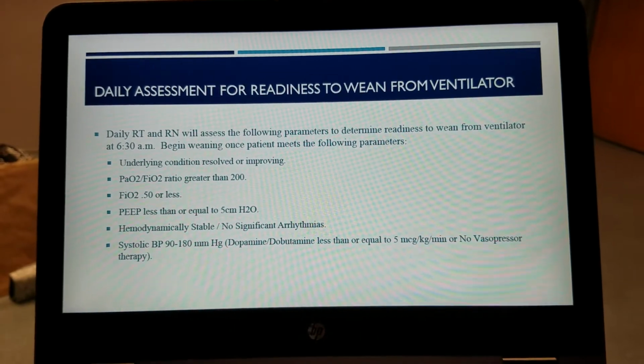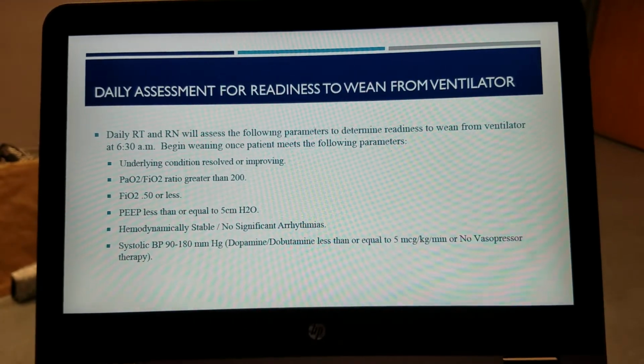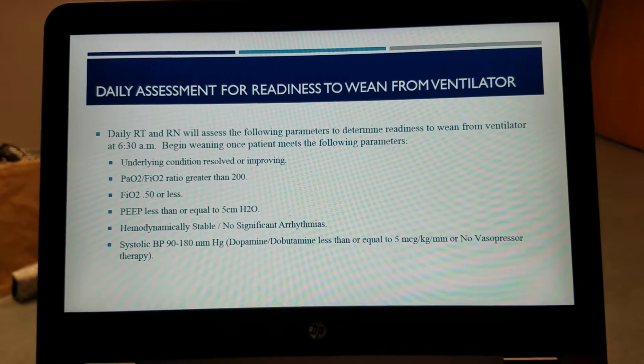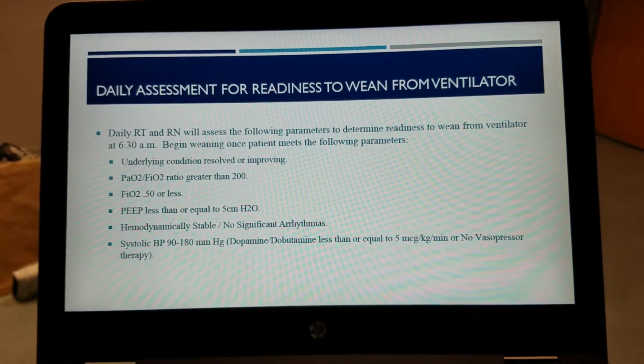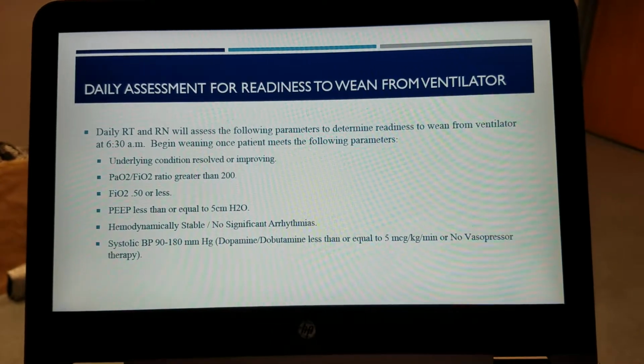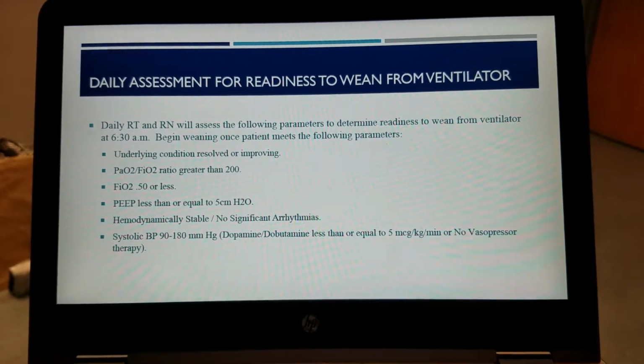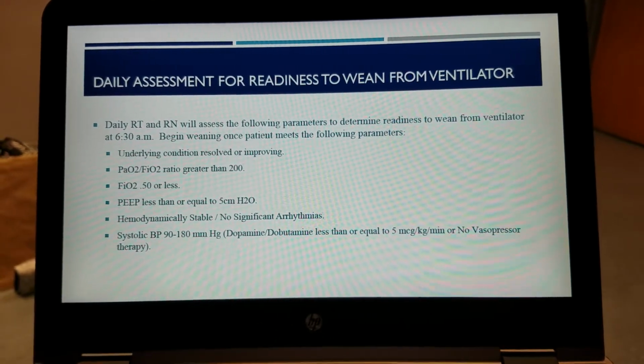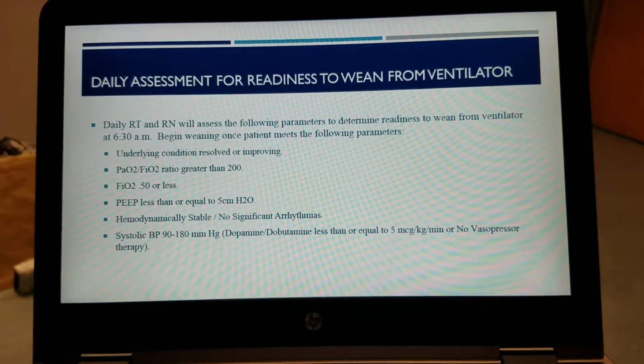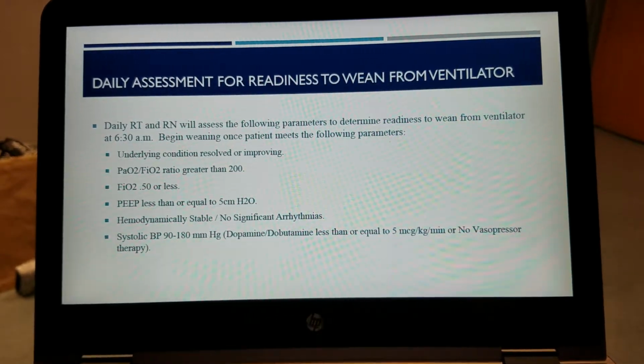Daily assessment for readiness to wean from the ventilator. The daily respiratory therapy and RN will assess the following parameters to determine readiness to wean from the ventilator at 6:30 a.m. or shift change. Begin weaning once the patient meets the following parameters.